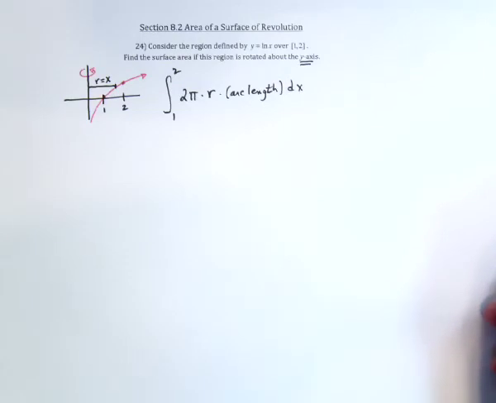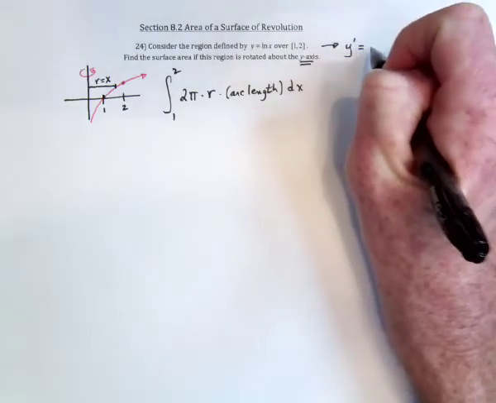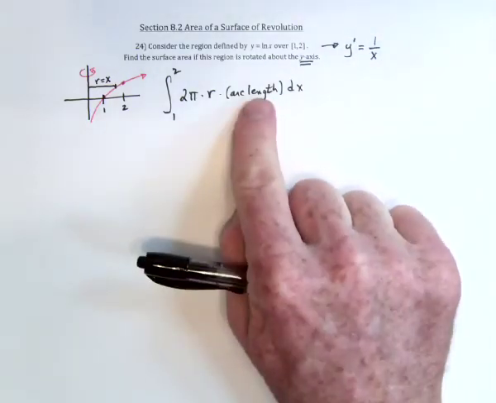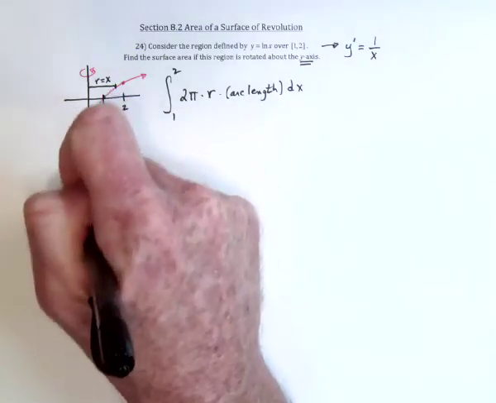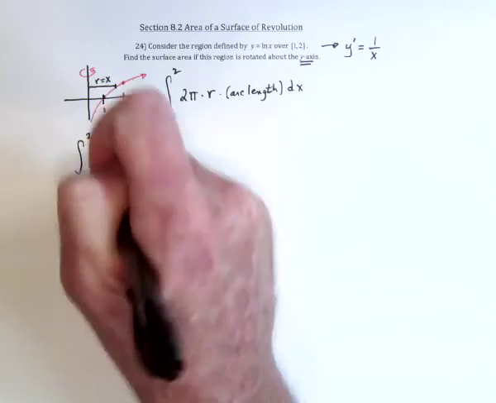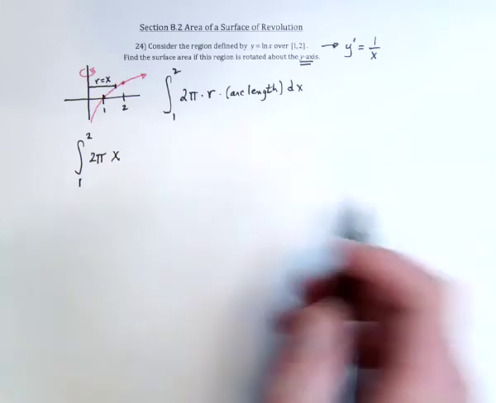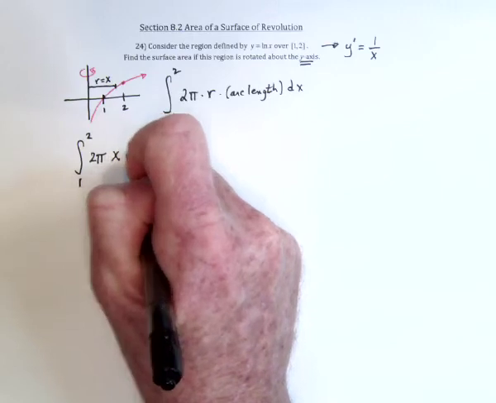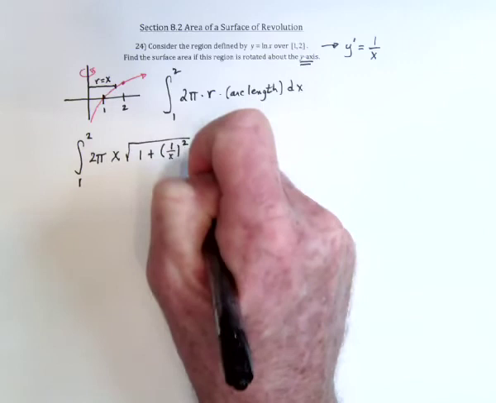So that's the general idea. So for the arc length, we're going to need to know the derivative, and the derivative of natural log of x is 1 over x. And then for arc length, we need the square root of 1 plus the derivative squared. So finally, we have integrate from 1 to 2 of 2 pi times x, and then arc length. So the square root of 1 plus this squared.